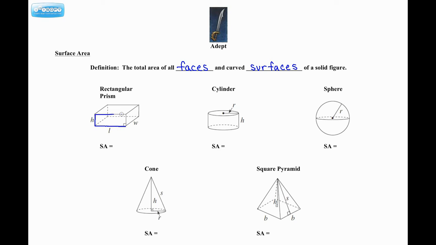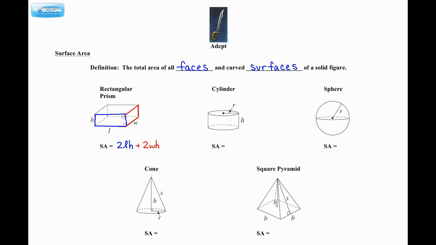All right, let's do this face. That would be length times height, and there are 2 of them. So this would be 2 times length times height. But then we have a face over on this side, and it's also repeated over here. So there's 2 of them. If that's the height, this is also the height. So plus 2 times the width times the height.